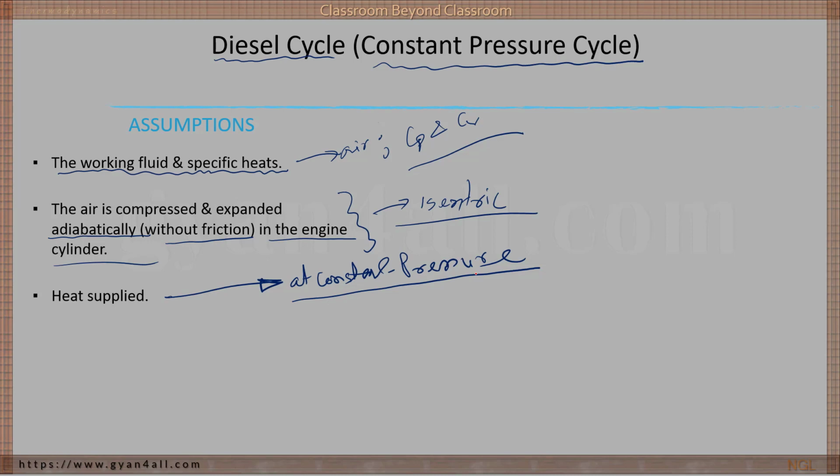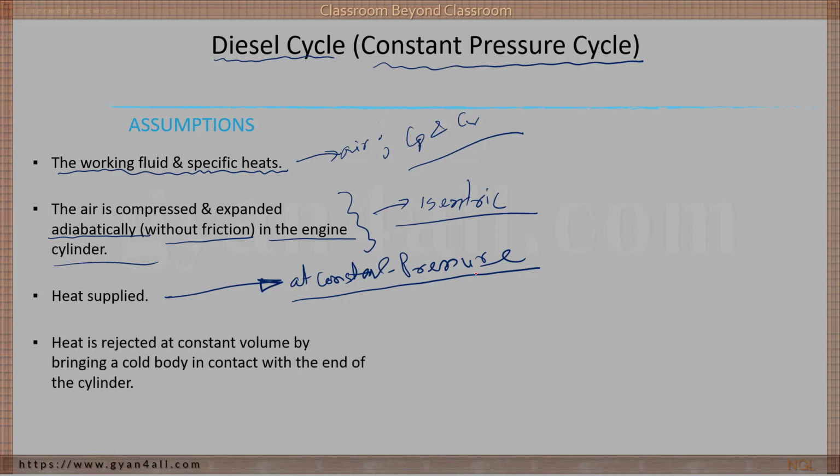Similarly, heat supplied and heat rejected are the same. Heat is rejected at constant volume, but this is the same as the Otto cycle. How? By bringing a cold body in contact with the end of the cylinder. And how is heat added? By bringing a hot body in contact with the cylinder head. That is the same. Assumptions are the same. The only difference is that heat is supplied at constant pressure. Okay, till now.